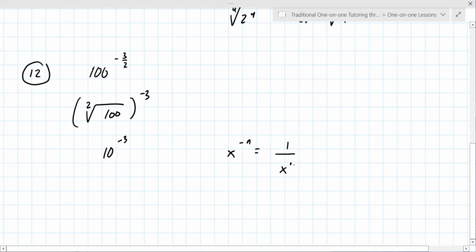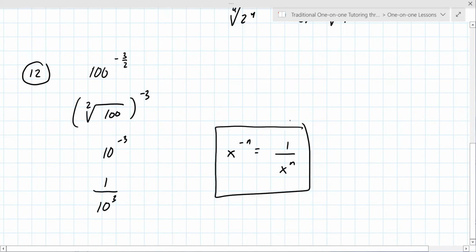It becomes x to the n on the bottom. So this becomes 1 over 10 to the power of 3. So that 3 goes down to the bottom, becomes positive, and then that's 1 over 10 times 10 times 10, which is 1,000.